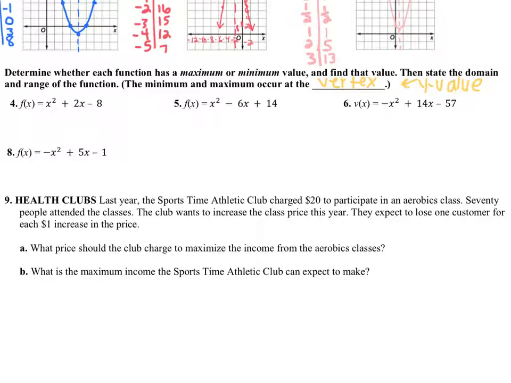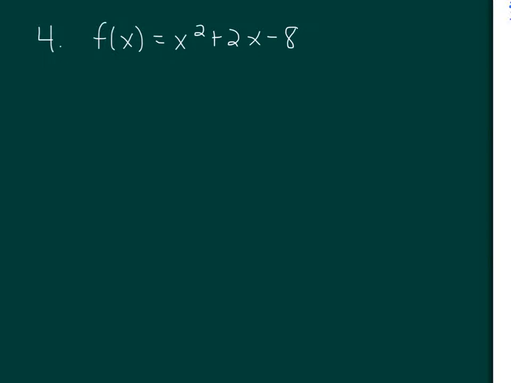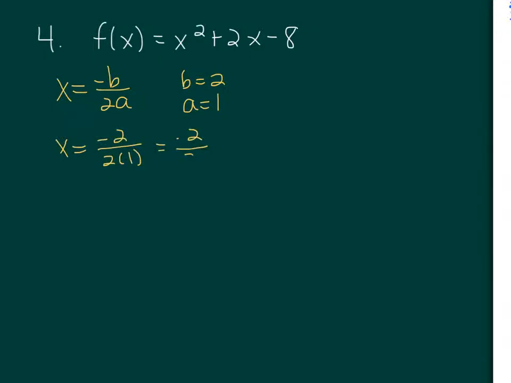So x squared plus 2x minus 8, first of all, let's determine if it's a max or min. Because the a is positive here, positive 1x squared, this will be a minimum because it opens up. So all we have to do is find the vertex. So again, -b over 2a. b is 2 and a is 1, so we get -2 over 2 times 1, so that's -2 over 2, which is -1.